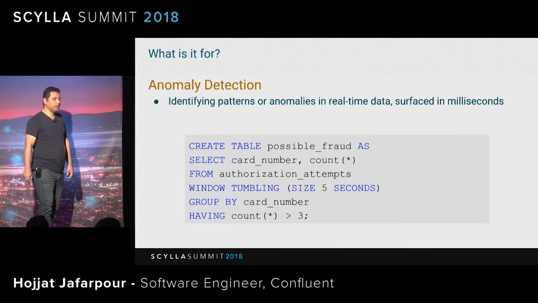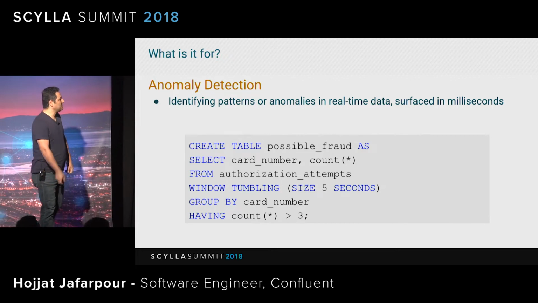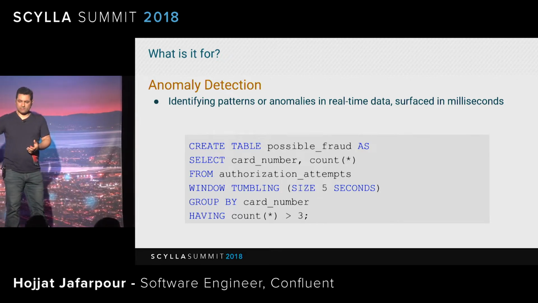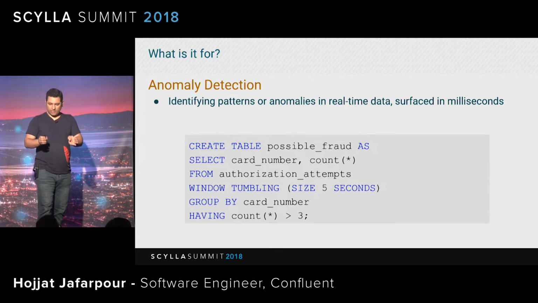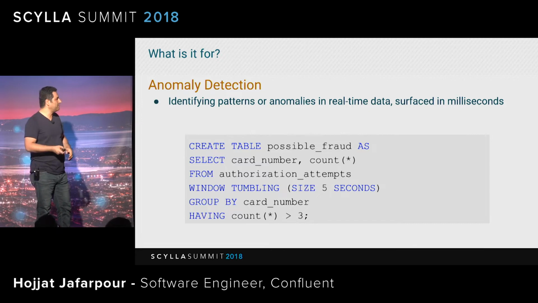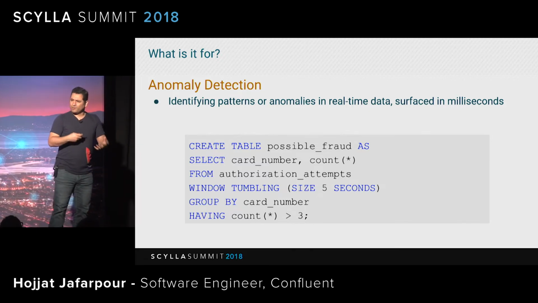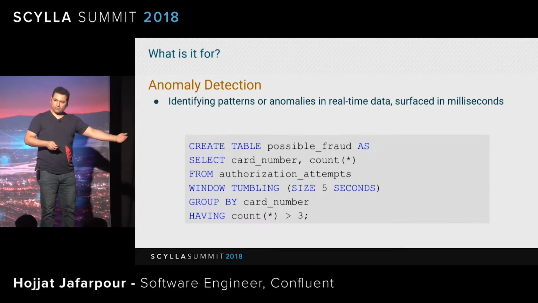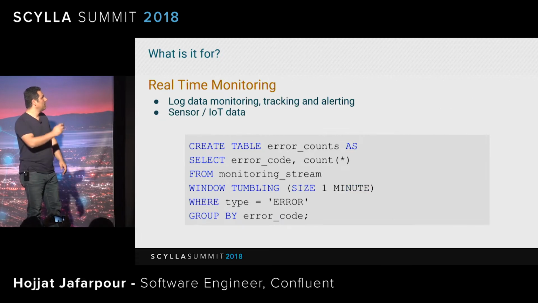You can use it for anomaly detection. This is a very simplified anomaly detection example. But as you see, imagine you have a stream of login attempts to your system, and you can actually write a single line like this to detect anomalies. For instance, if you have more than 3 login attempts in 5 seconds, it seems that something is going on, and you had better write it to another topic that can be inspected later downstream.